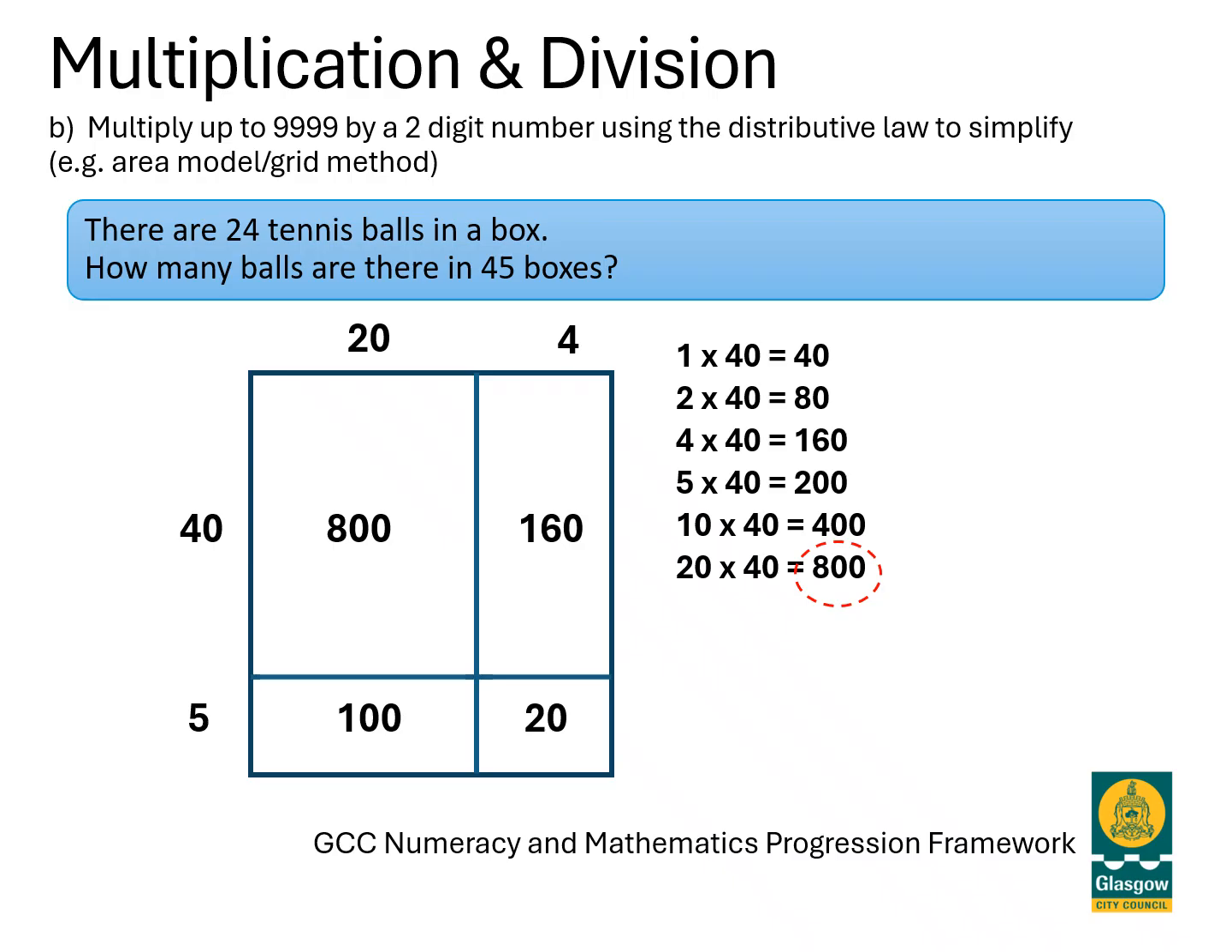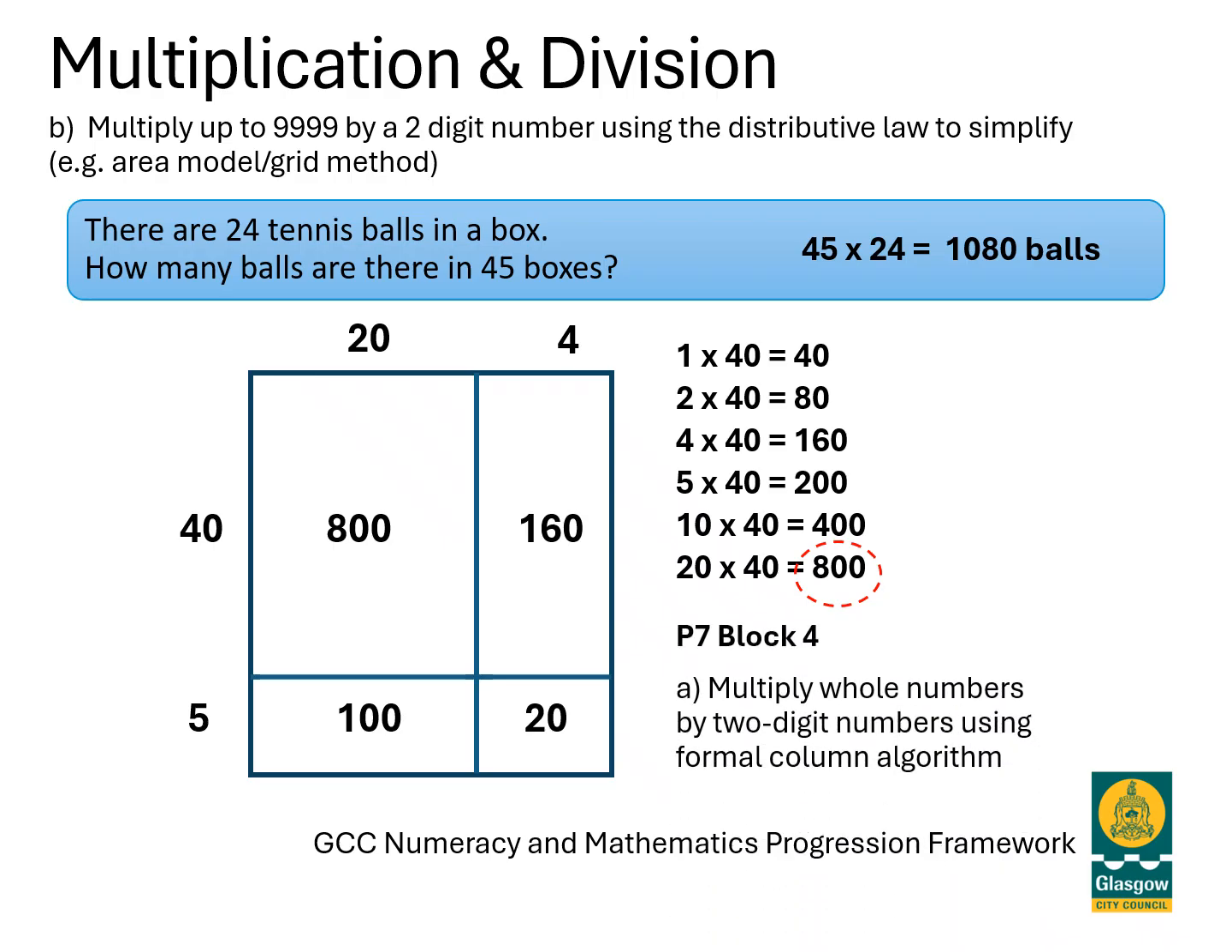And this version, where we're splitting by place value into our tens and units, is directly linked to the formal algorithm for long multiplication. These are the multiplications that we're doing when we do column method. So it's really important to get them to this stage if possible before we introduce that formal algorithm. As we get to block 4 of primary 7, we'll then introduce multiplying whole numbers by 2-digit numbers using the formal column method.